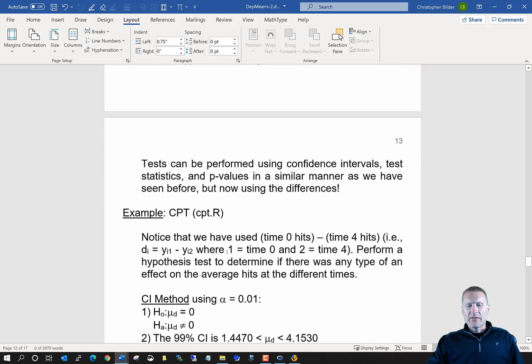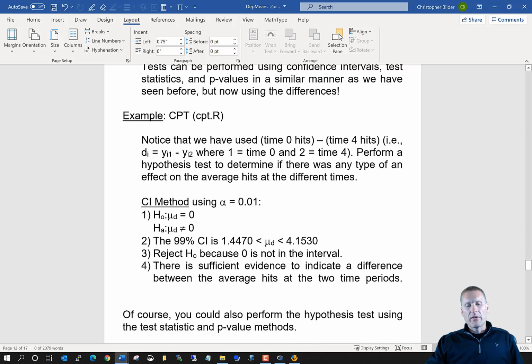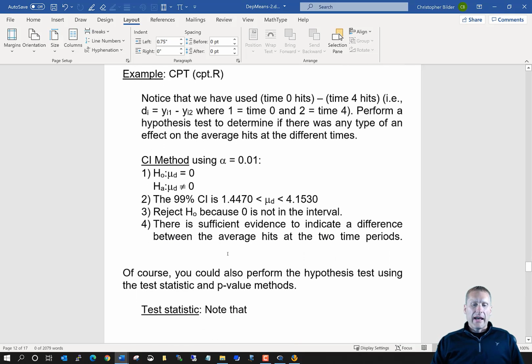Well, what about hypothesis testing? Again, everything follows from what we've done before. So let's take a look at the confidence interval method to do this hypothesis test. We state our hypotheses: mu d is equal to 0 versus mu d does not equal 0. We're looking for whether there is any kind of change in these hits on average. We state our confidence interval, and what this means is that we reject H0 because 0 is not in the interval. What does this mean in terms of the original problem? Well, there is sufficient evidence to indicate a difference between the average hits at the two different time periods.